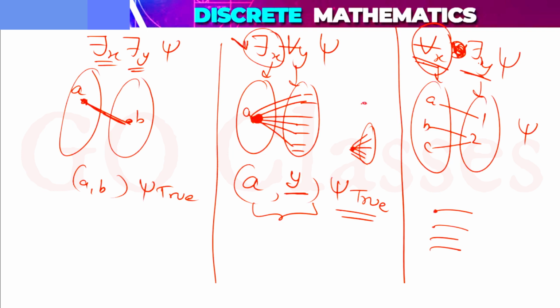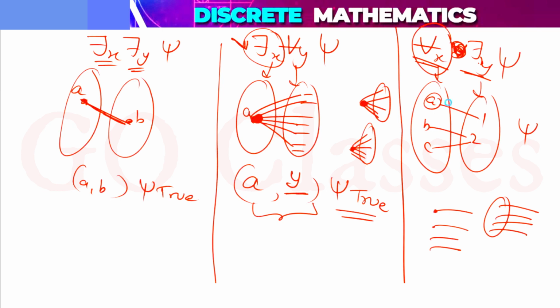Here we have some fixed person, at least one person, for whom everyone. And here we are saying that for everyone there is someone. They can be the same, they can be different, we do not care, but for everyone there must be someone. This is the meaning of for all x there exists y.